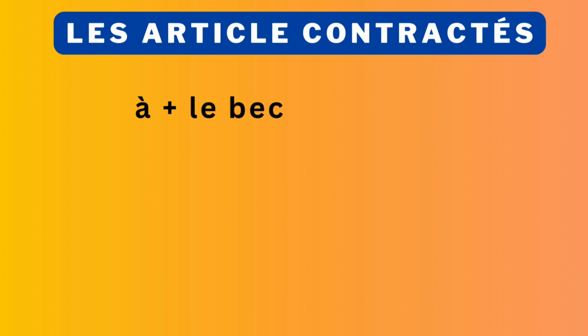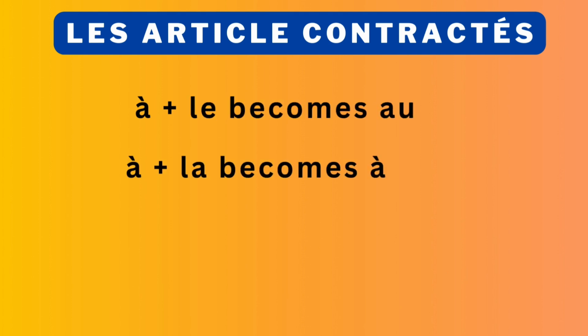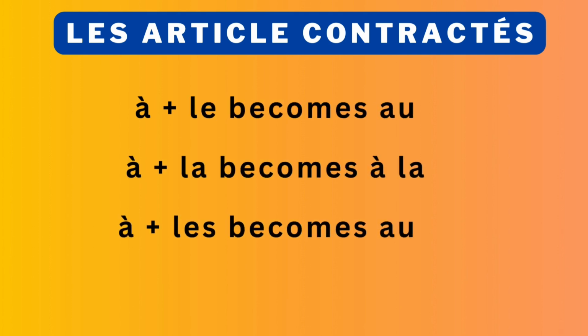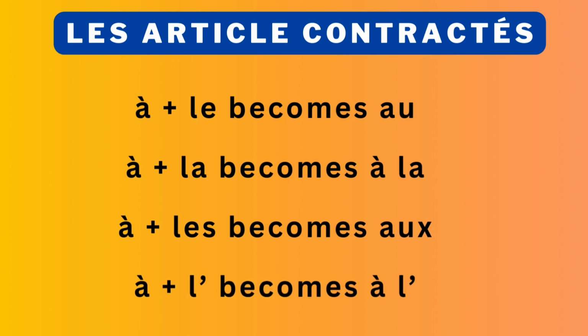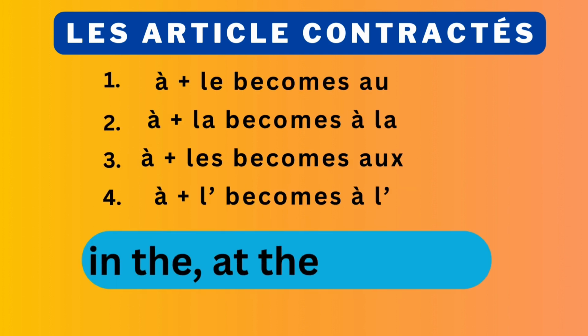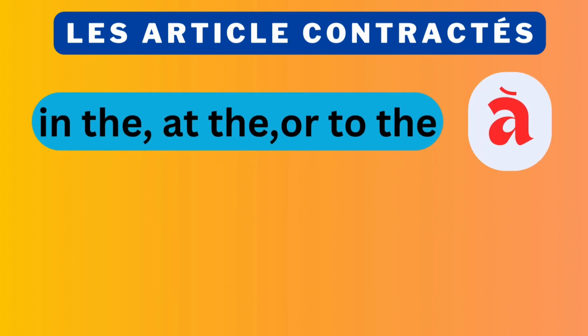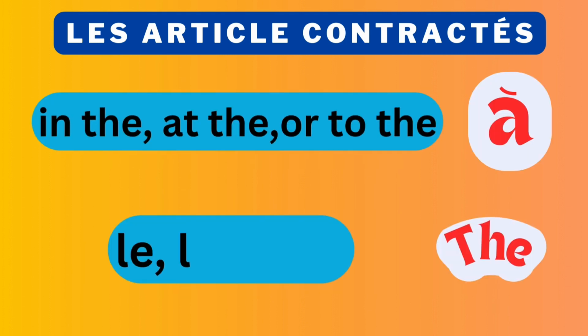À plus le becomes au. À plus la becomes à la. À plus les becomes aux. À plus l' apostrophe becomes à l' apostrophe. The meaning of all four of them would be in the, at the, or to the. Why? Because à means in, at, or to, and le, la, les, l' apostrophe means the.